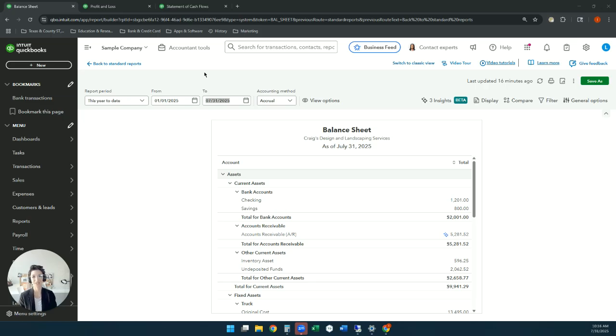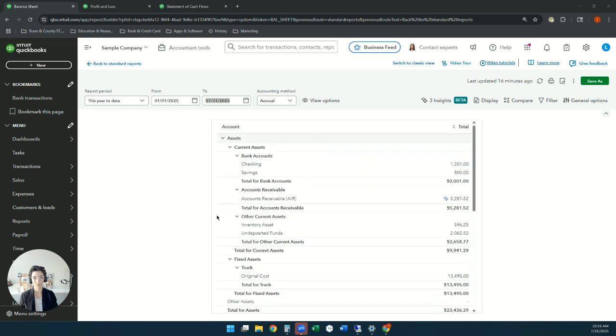Today, I wanted to do just a quick rundown of what the balance sheet, profit and loss, and cash flow statements really are and how they work together. So, to start off with, we have the balance sheet, which is probably one of the more misunderstood reports. Let's take a look at the different sections of our balance sheet.